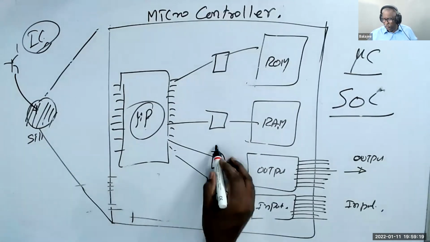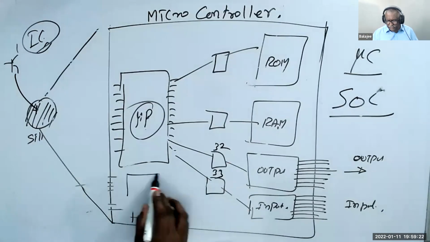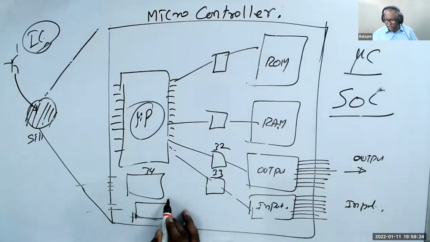But this will be 32, this will be 33. One more block means 34, one more block means 35. No block should have the same address. That's the only logic.